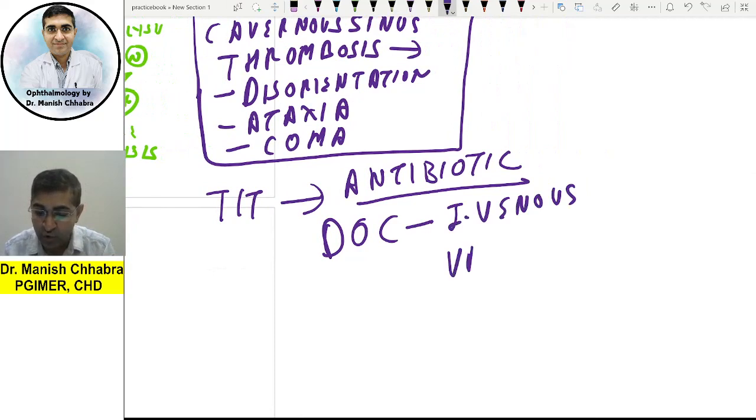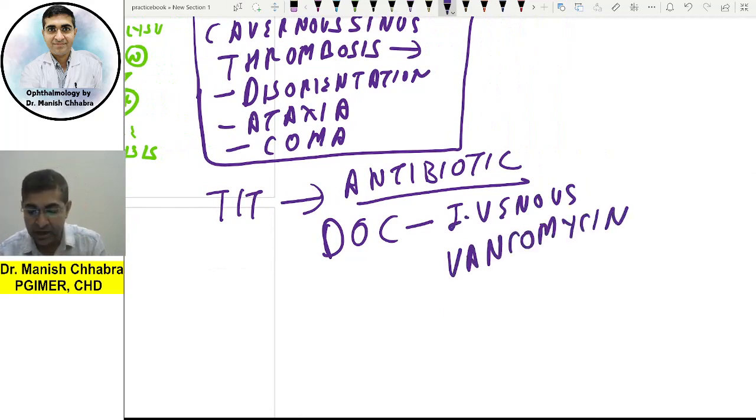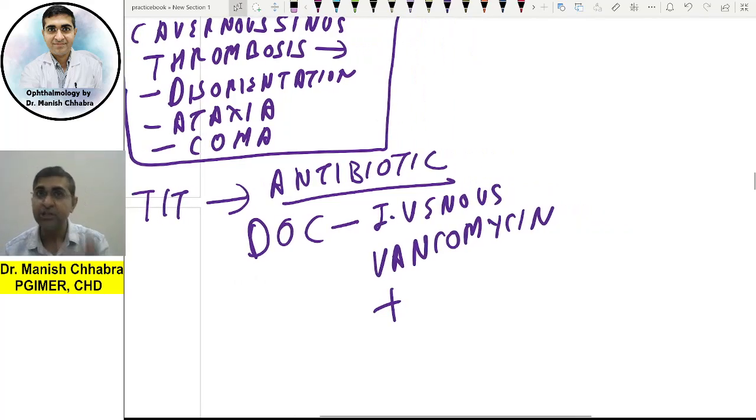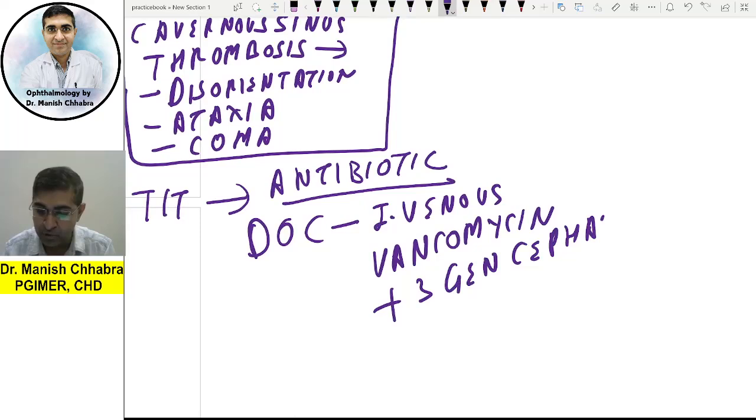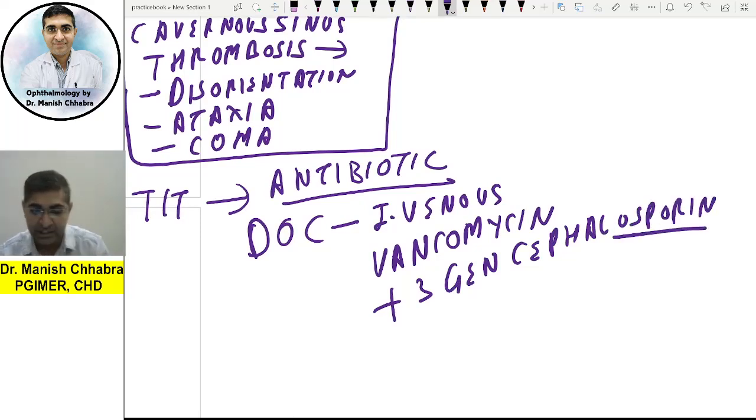intravenous vancomycin. Intravenous vancomycin, single drug. If there are two options, both A and B, or there is a combination, then you go for vancomycin plus third generation cephalosporin. Yes, third generation cephalosporin. It is the drug of choice for orbital cellulitis.